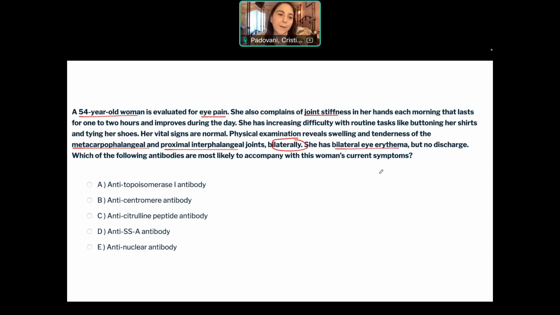So if we're going to diagnose her, she's got bilateral MCP and PIP involvement. She's between 40 and 60 years old. She's got joint stiffness that improves after use, and her hand symptoms are the most affected. So this is rheumatoid arthritis. Which of the antibodies is the one that you associate with rheumatoid arthritis? It's anti-citrulline. So this is your CCP one, anti-CCP.